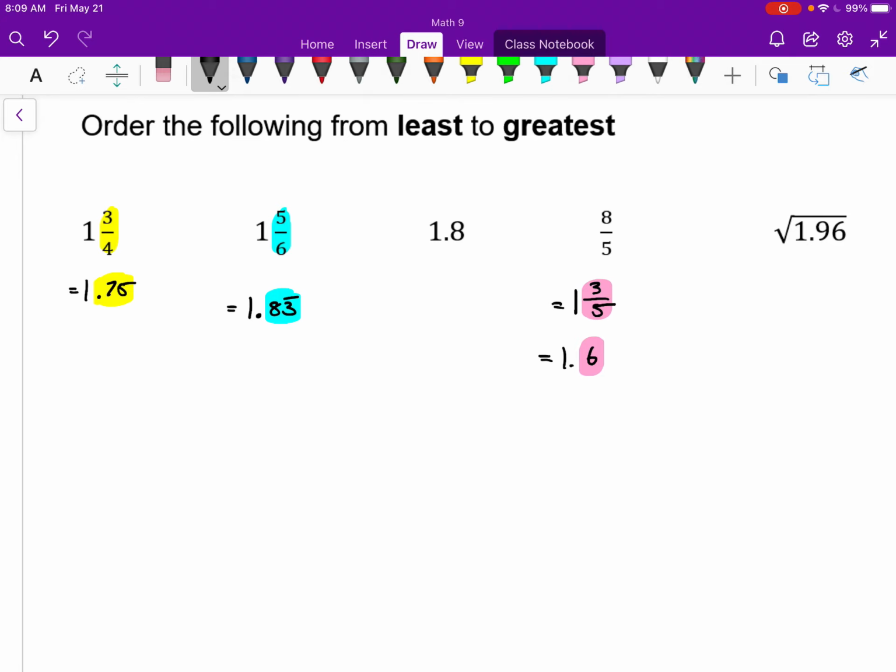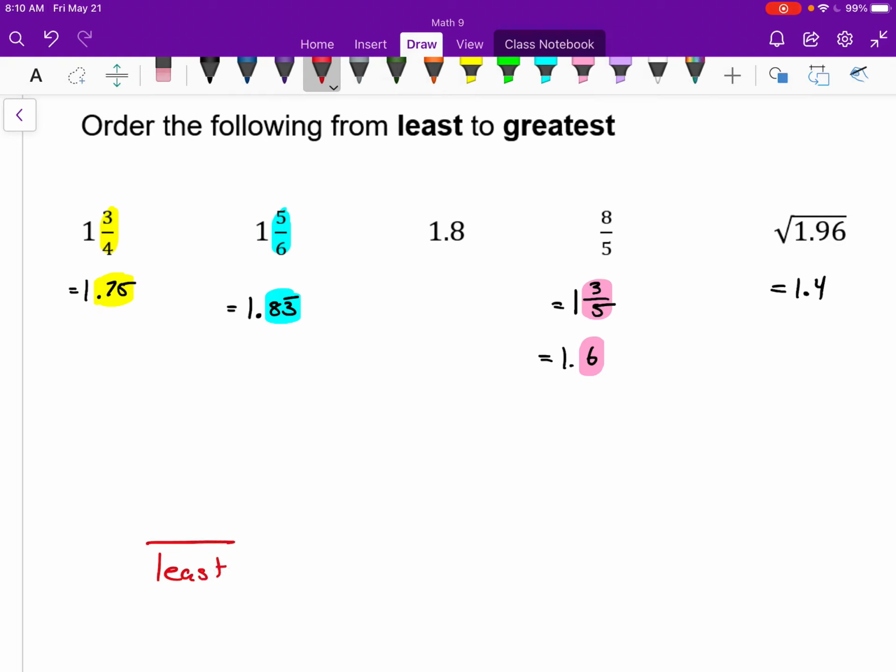And lastly, the square root of 1.96. That means what positive number times itself equals 1.96. A great example of when to use a calculator. The square root of 1.96, and I get exactly 1.4. My calculator screen is not filled up with decimals. It's 1.4 exactly, so it's not rounded.